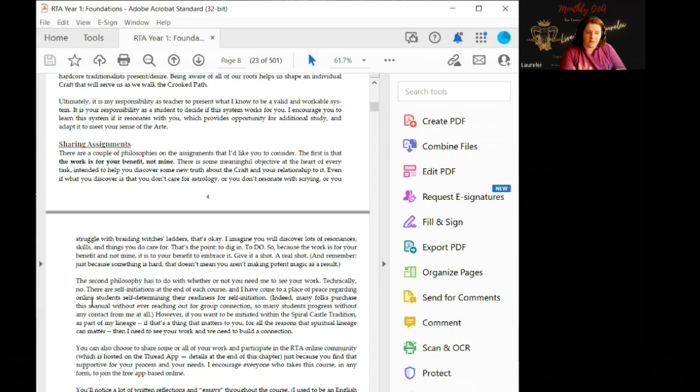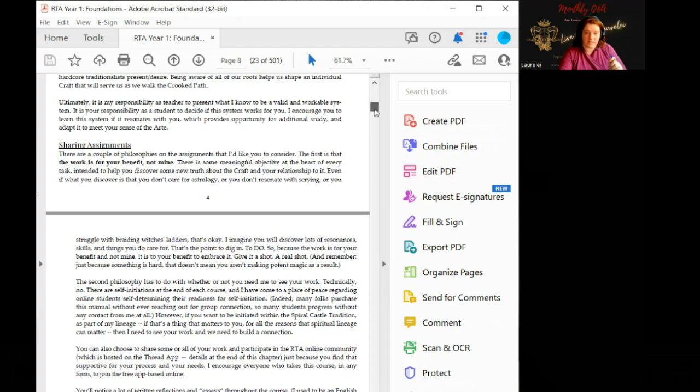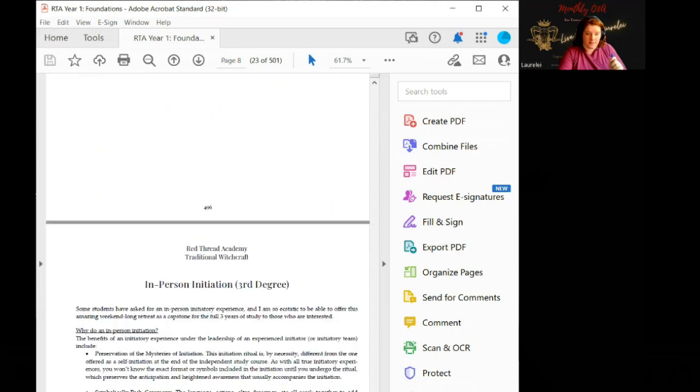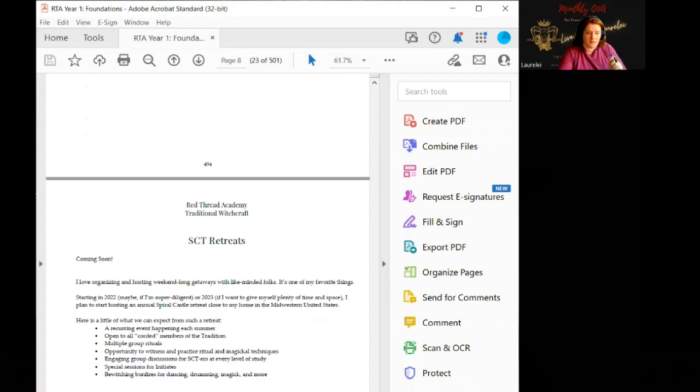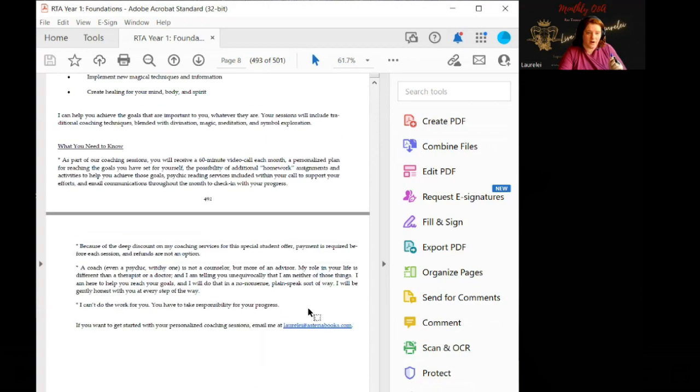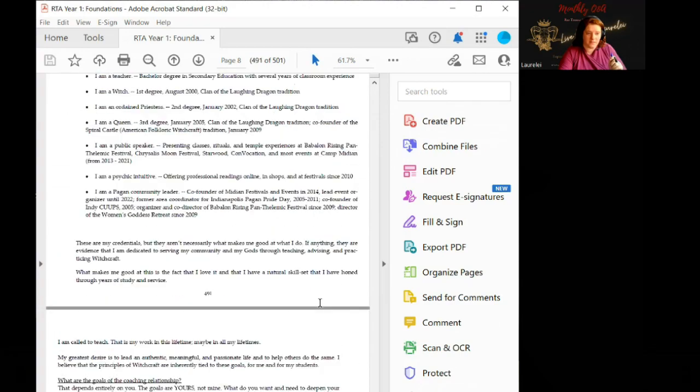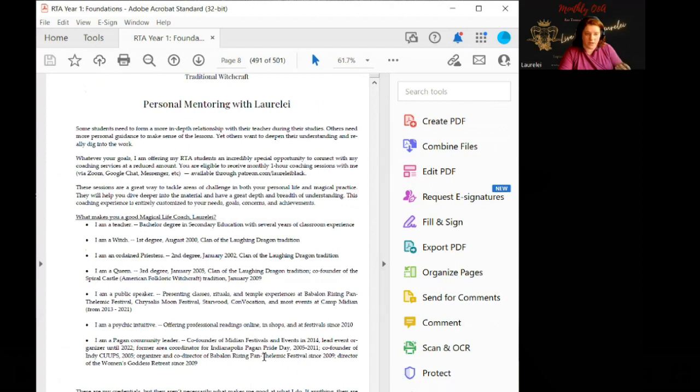If you're interested in mentorship, I'm going to point out that it says page 8 up here, but it's page 4 printed all the way at the back of the book, past the Book of Shadows pages, where there is some back matter. And one of them, on page 491 in your book, is a whole section about personal mentoring with me, if that's something that you're interested in.